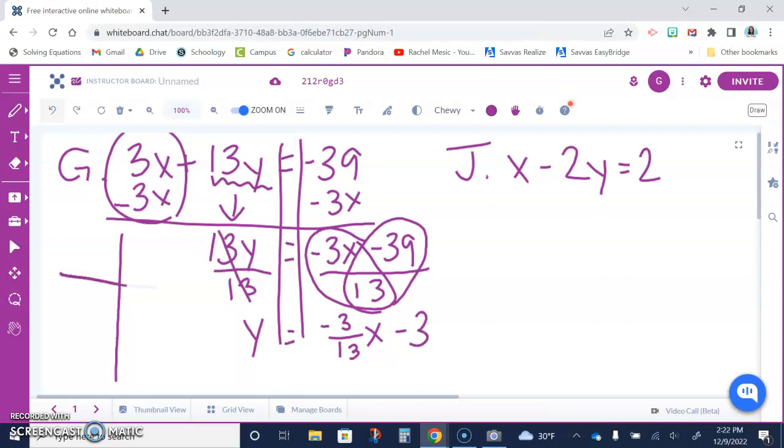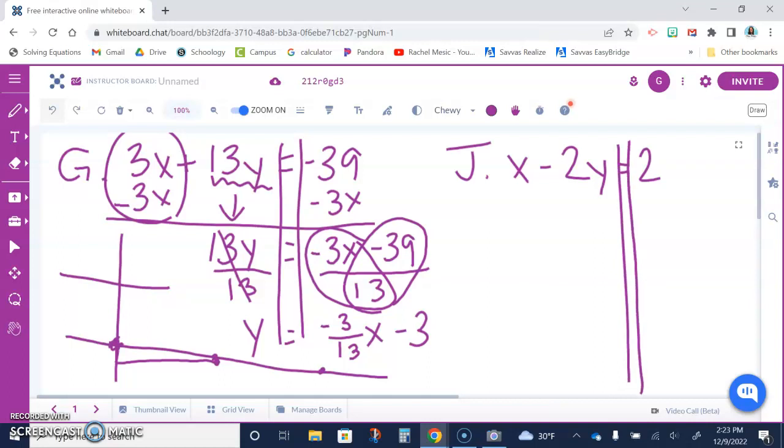So if I were to graph this one, I'm going to start way down here at negative 3 on the y-axis. And I'm going to go down 3, right 13. Down 3, right 13. So it's going to be a very gradual downhill slope. All right, for letter J.